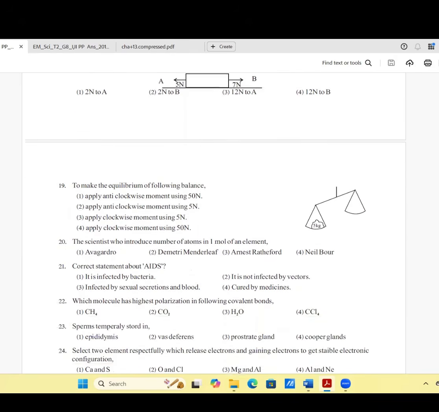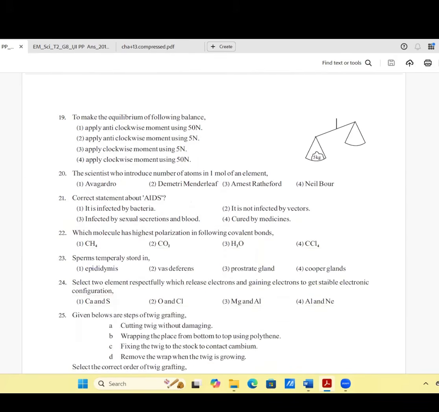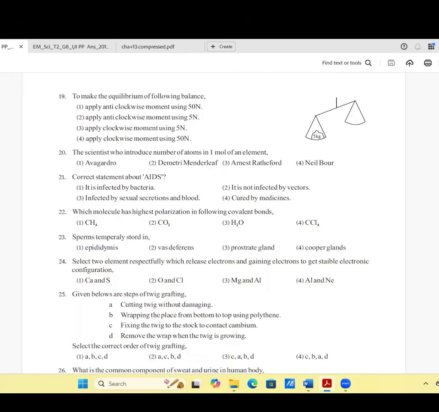Question 19. To make the equilibrium of the following balance, apply anticlockwise moment using 50 Newton, apply anticlockwise moment using 5 Newton, apply clockwise moment using 5 Newton, or apply clockwise moment using 50 Newton. Answer number 4, apply clockwise moment using 50 Newton. We'll see what's the reason for the fourth answer.